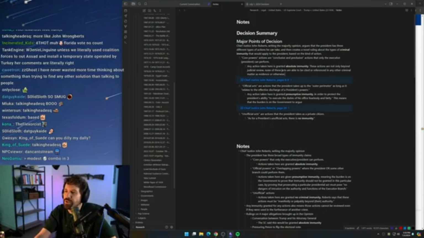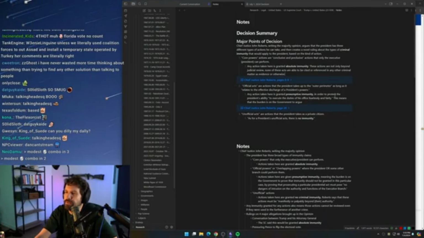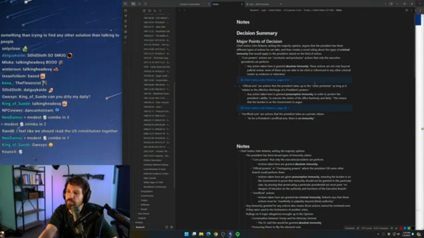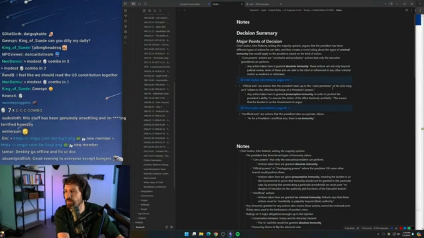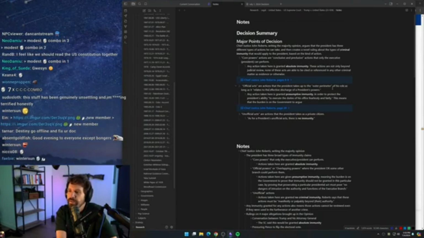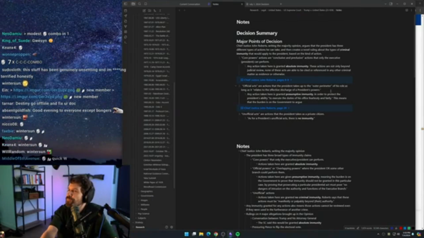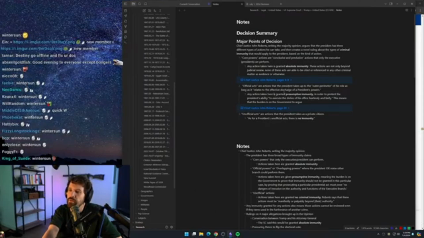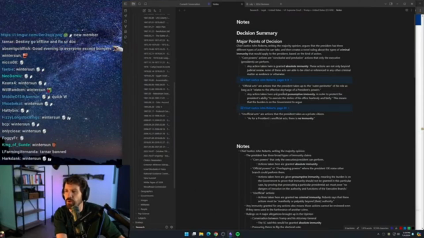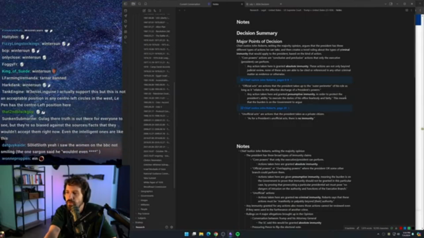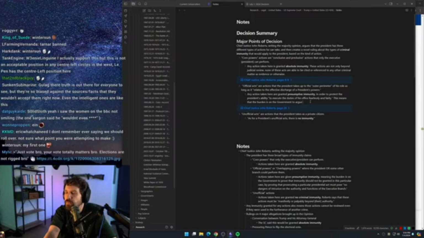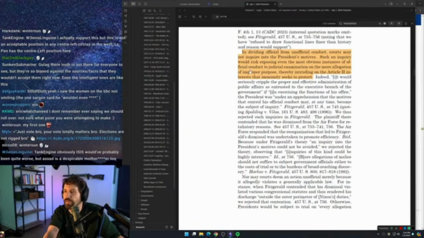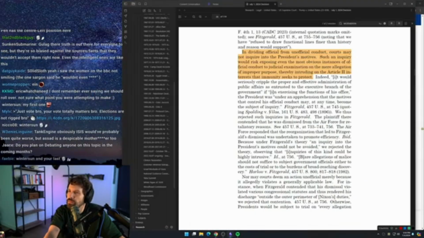Official acts are actions that the president takes up to the outer perimeter of his role, as long as it relates to the effective discharge of a president's powers. Any actions taken here are granted presumptive immunity in order to protect the president's ability to execute the duties of his office fearlessly and fairly. This means that the burden is on the government to argue. What is the exact thing that the government is asked to argue here?